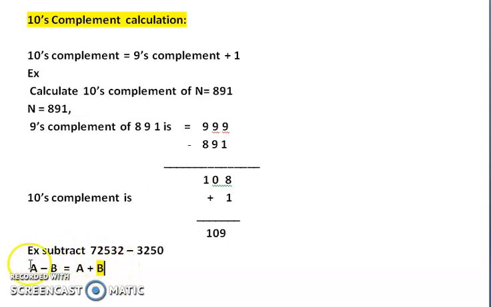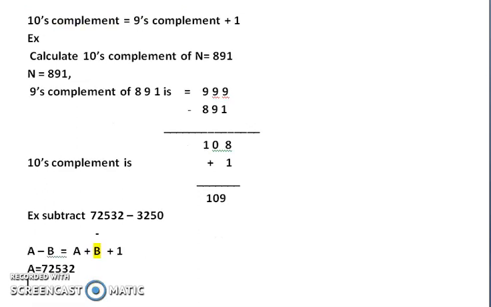So a minus b is equal to a plus b bar plus 1. B bar means complement. Here a equals 72532 and b equals 3250.